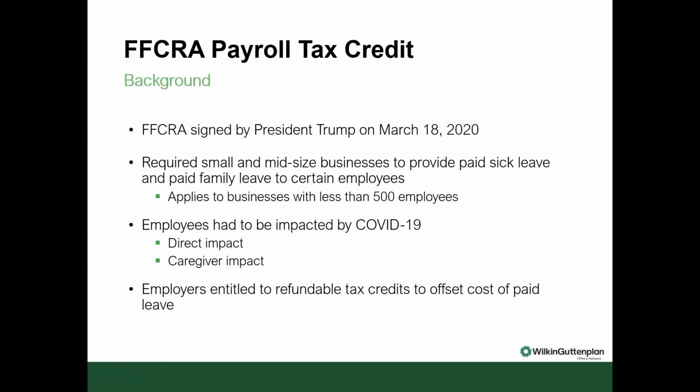And the difference is that businesses that had employees that were directly impacted, meaning they were sick themselves or they couldn't go to work because their place of business had closed, that's the direct impact. And the caregiver impact is an employee who could not work because they needed to stay home and take care of someone who was sick with the coronavirus, or who had a child who couldn't go to school anymore because their school was closed.